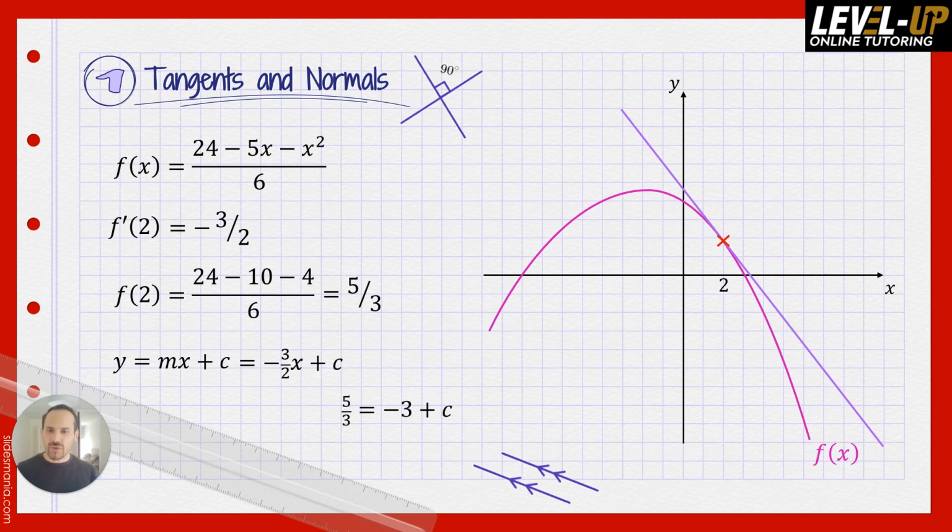y equals 5 over 3, x equals 2, sorry. And so minus 3 over 2 times 2 is just going to be minus 3. So we get this simple expression for c, which we can rearrange, and we find c equals 14 over 3. So now we've got everything we need. We piece it all together. The equation of the line is going to be y equals 14 over 3 minus 3 over 2x.